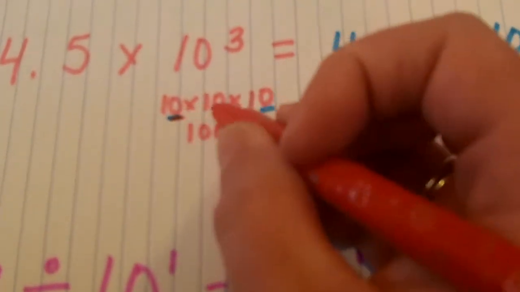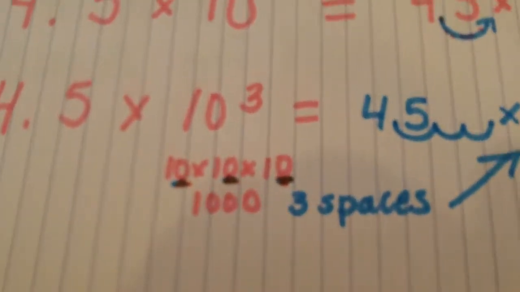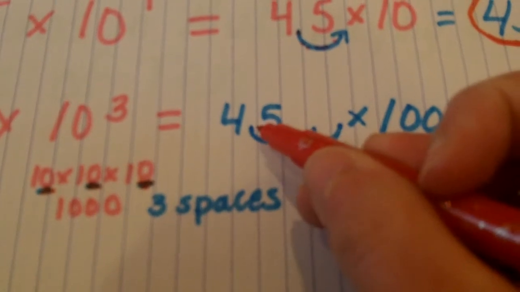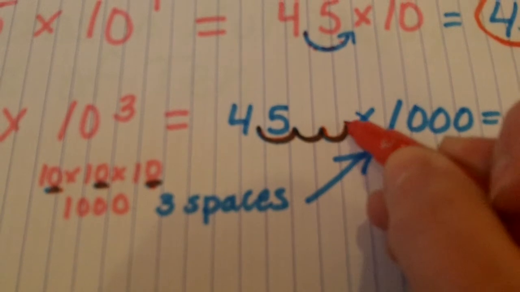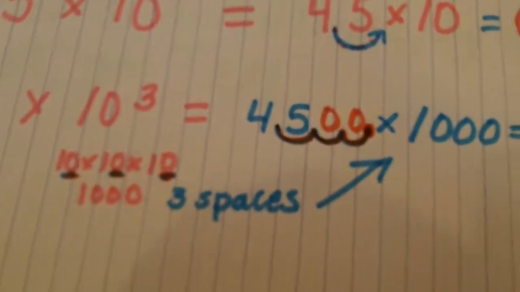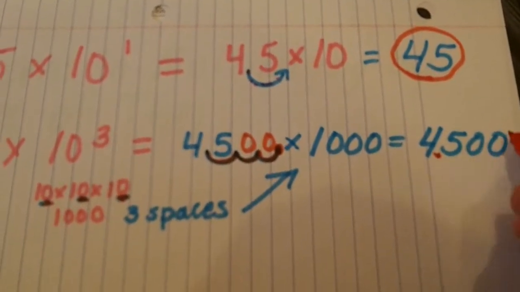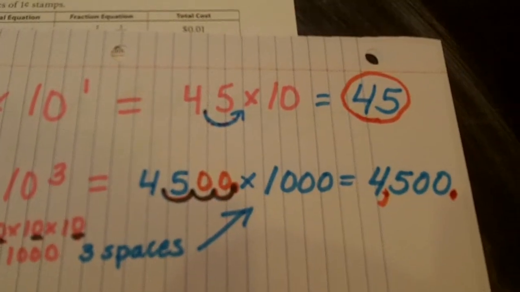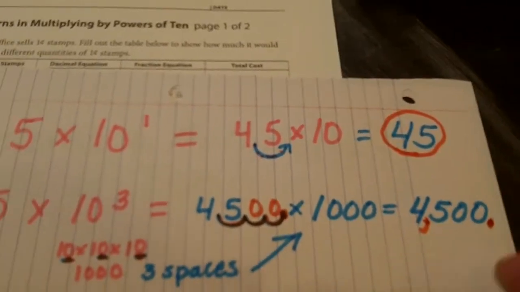Now 1,000, I got 1, 2, 3. I'm going to move my decimal 3 places to the right because I need to make it bigger because I'm multiplying. 1, 2, 3. All these empty spaces I add placeholders for a total of, here was my decimal before, my decimal is now here, 4,500. You can add the decimal or not, it's not going to change the value.